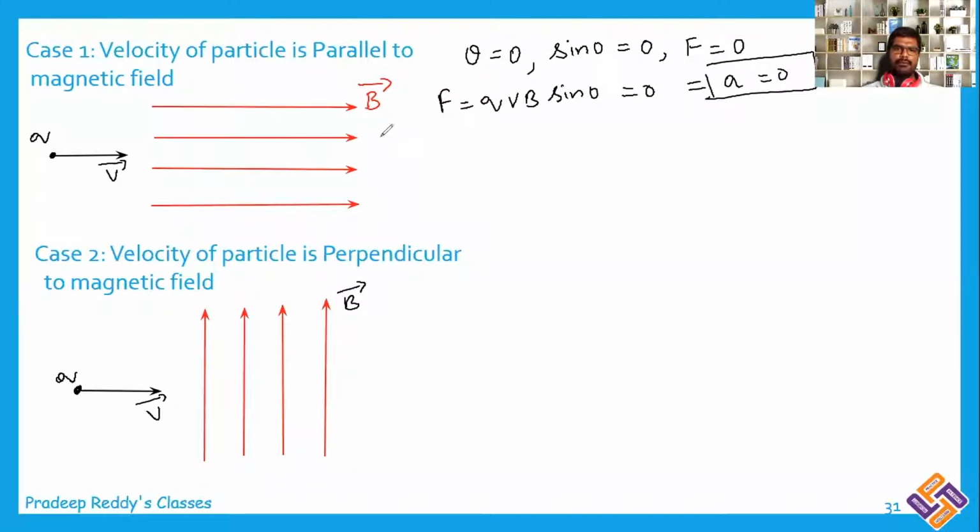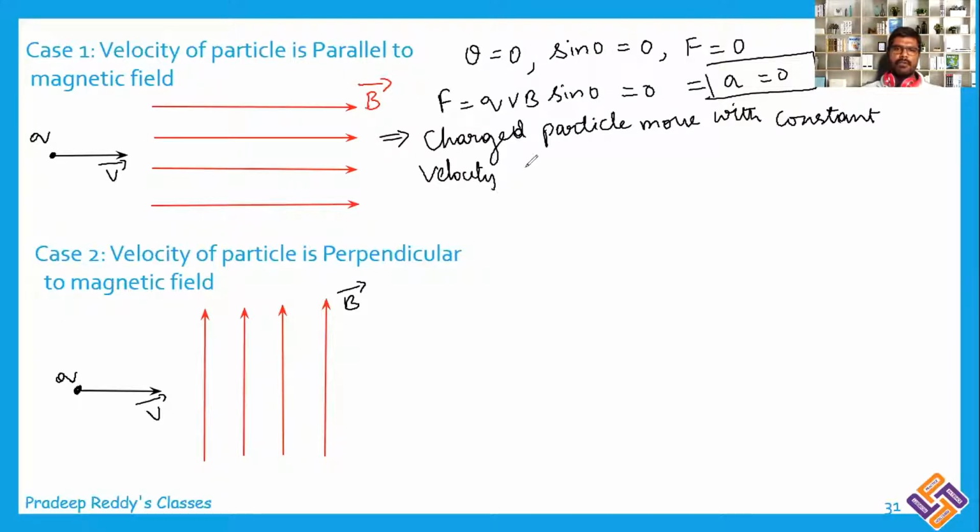Therefore, what is the conclusion from this? The charged particle moves with constant velocity without changing magnitude and direction.